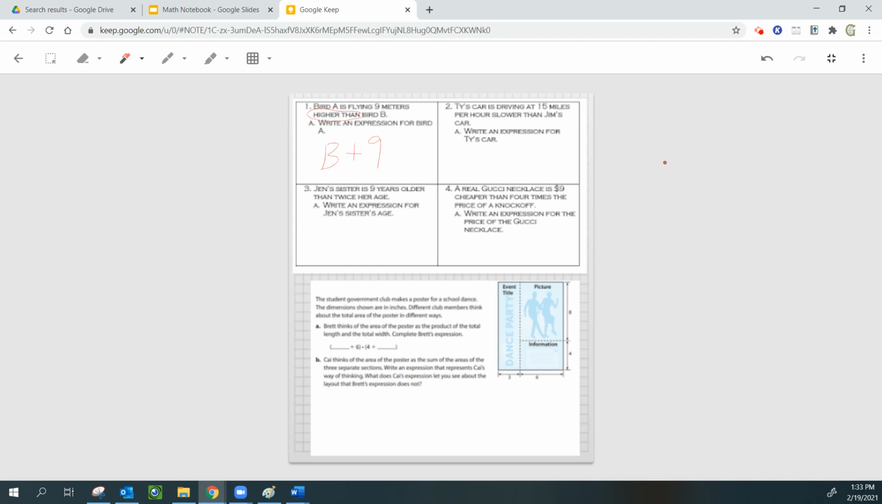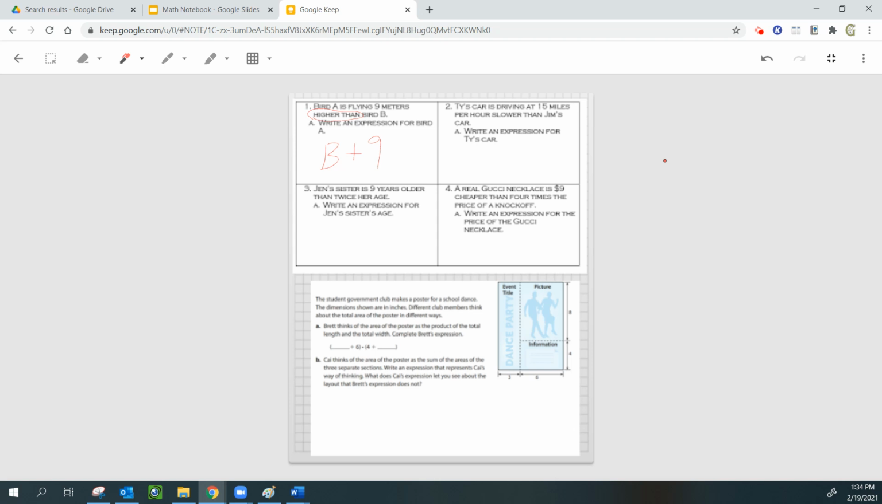So eventually, the point of having this expression would be if we had more information. Like if you knew that bird B was flying at 20 meters, then bird A would be at 20 plus 9. So we could kind of go and use that to help us in the future situation.